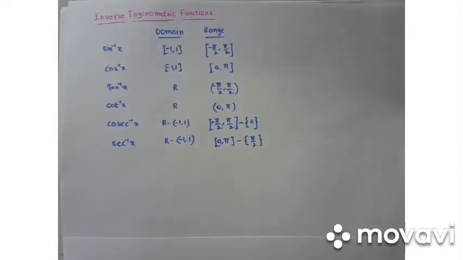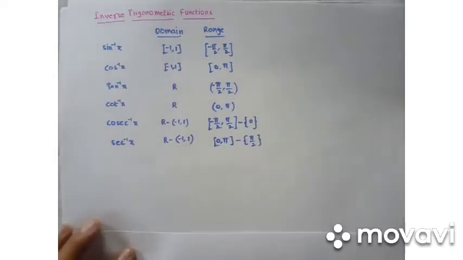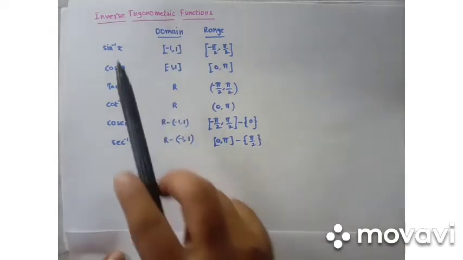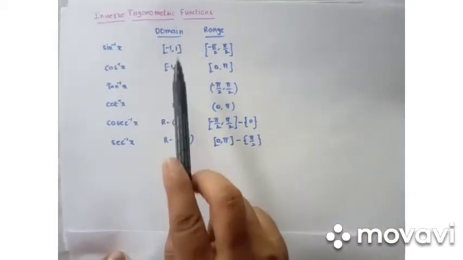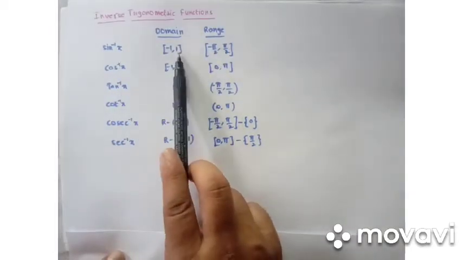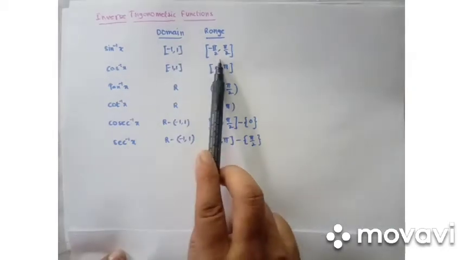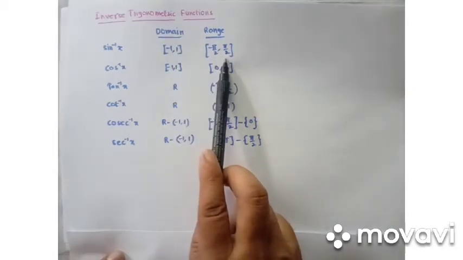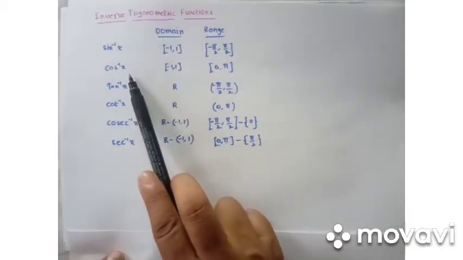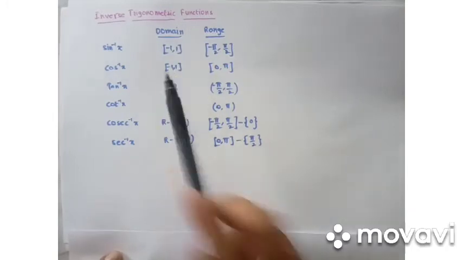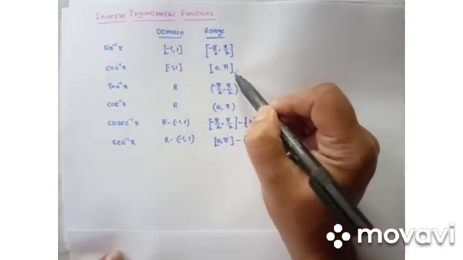Hello everyone. In the last class, we already discussed inverse trigonometric functions, domains and ranges, graphs and all. Now coming to the next, we'll see the domain and range. Sine inverse, domain and range. Domain is -1 comma 1. Range is minus pi by 2 comma plus pi by 2. Cos inverse, domain is -1 comma 1 and range is 0 to pi.